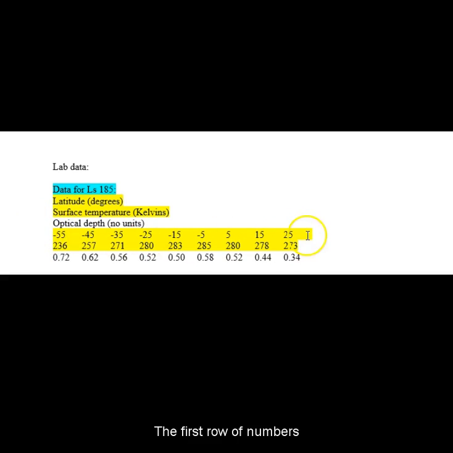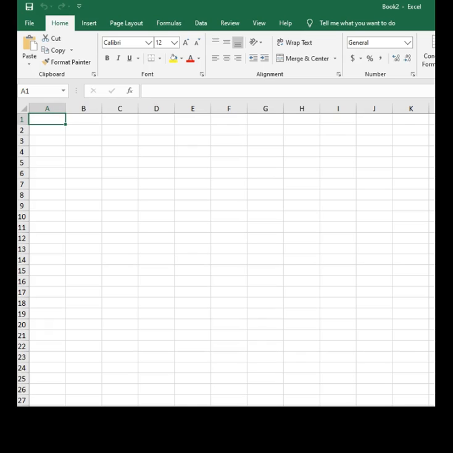The first row of numbers corresponds to the first row of variables, in this case, latitude. The second row of numbers corresponds to the second row of variables, in this case, surface temperature. In your spreadsheet, you enter these as columns.